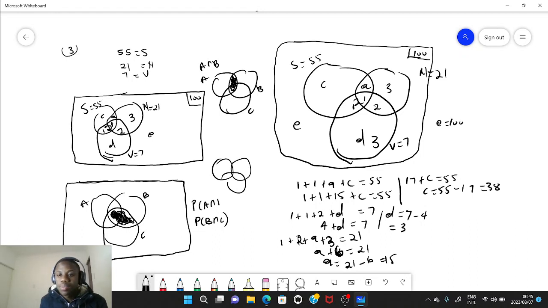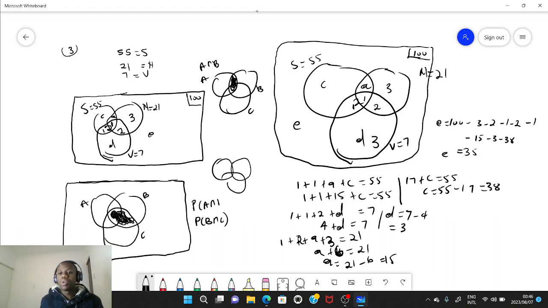So we'll have 100 minus 3 minus 2 minus 1 minus 2 minus 1 minus A. What's my A? That's 15. Minus 3 minus what's my C? 38. Right? And then you check what's your E. So what is 100 minus 3 minus 2 minus 1 minus 2 minus 1 minus 50 minus 3 minus 38? Wow, it's 35. Therefore, the total value for the number who have not taken part in the events is 35, right?